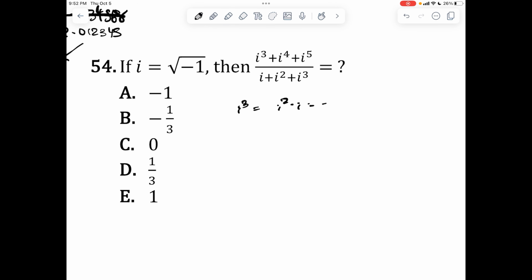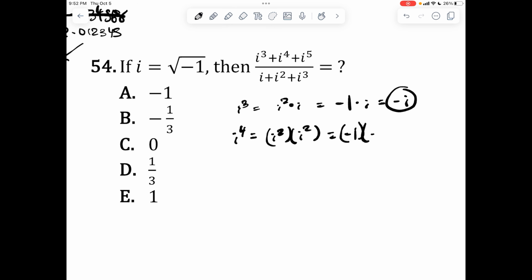It's equal to -1 times i, which is equal to -i, okay? Now i to the fourth is equal to i squared times i squared, which is equal to -1 times -1, which is equal to 1. i to the fifth is equal to i to the fourth times i, which is equal to, like we just saw, 1 times i, which is equal to i.